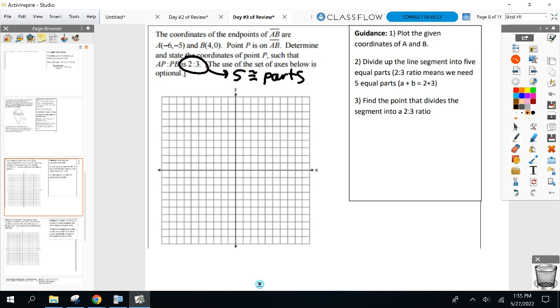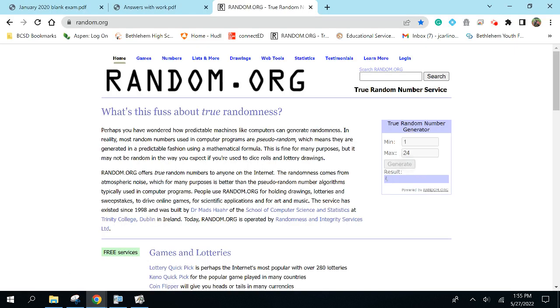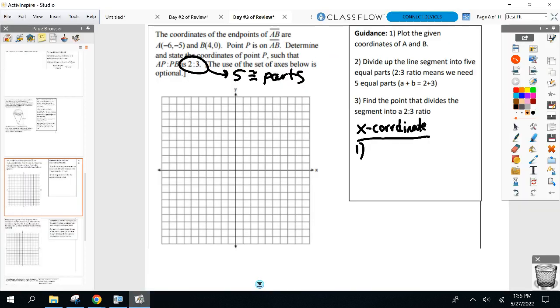All right. First thing you do is you find the x coordinate. Here's how I find the x coordinate of point P. What is the distance between the x coordinates right now? From -6 to 4, you don't need the formula for this. How far apart are they? 10 units. And I divide that 10 by 5, how many parts I need to break it up into. So that'll be 2 units every time.